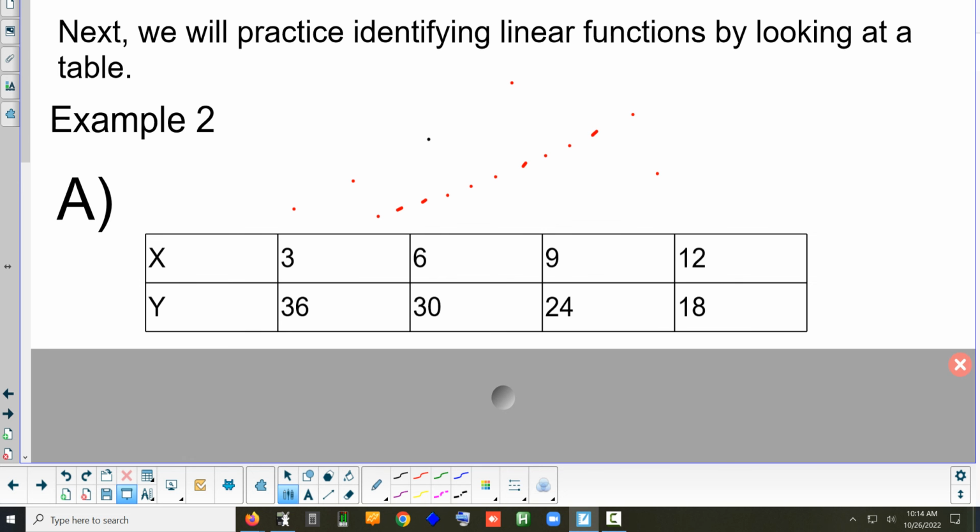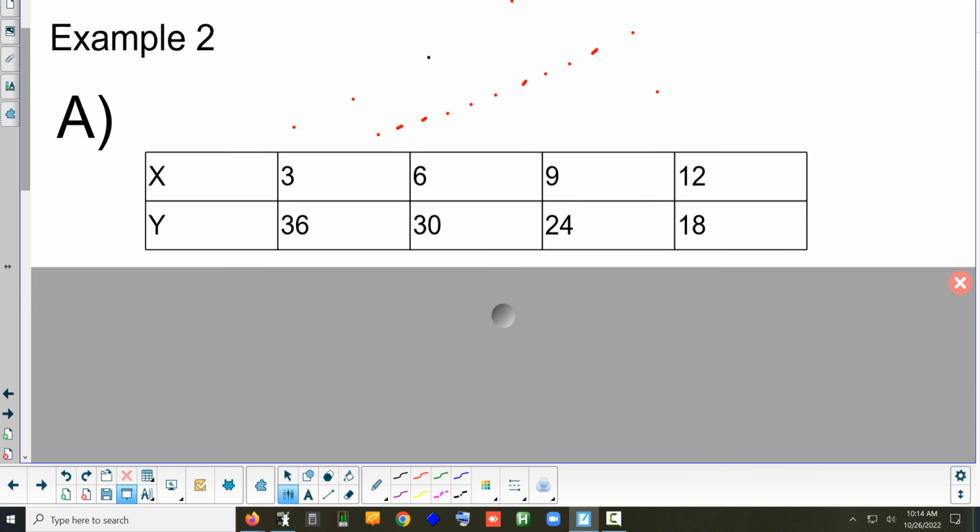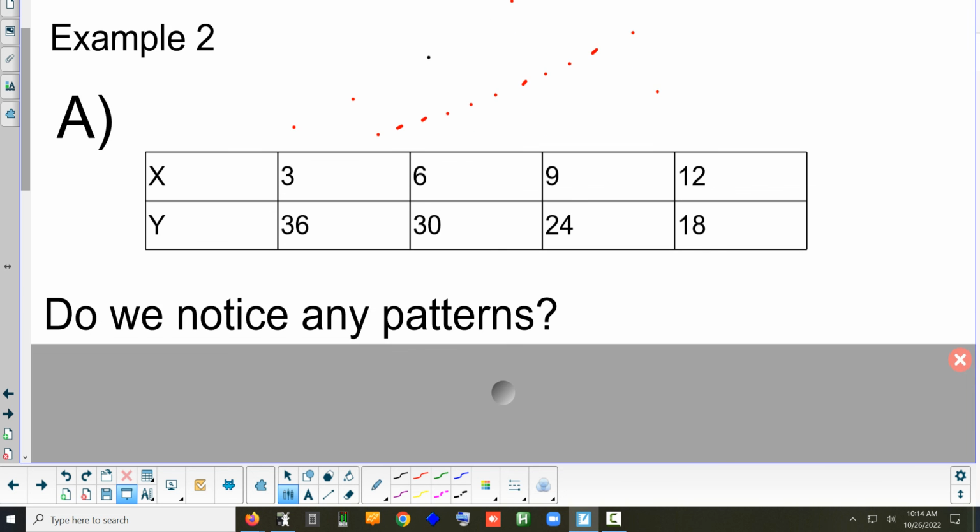So rather than looking at a picture to do it, we're going to look for some patterns. Right? And if you notice a pattern in this table, it's going to be linear. So on your guided notes, it says it is a linear function if, we're about to get to that. First, I want you guys just to see if you notice a pattern. And then we'll go from there. Let's start with the X row. What do you notice about the numbers in the X row?